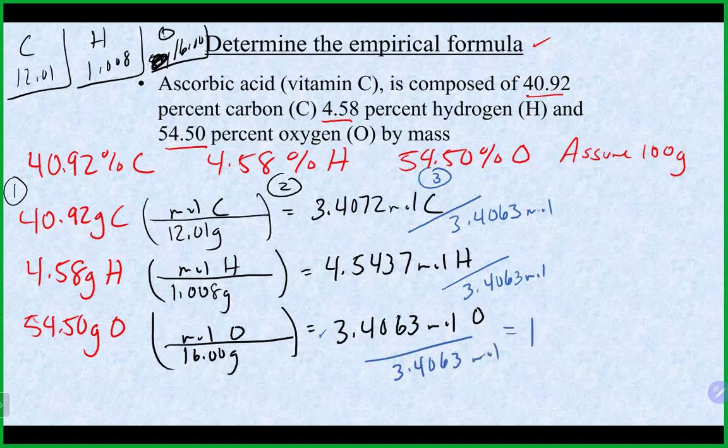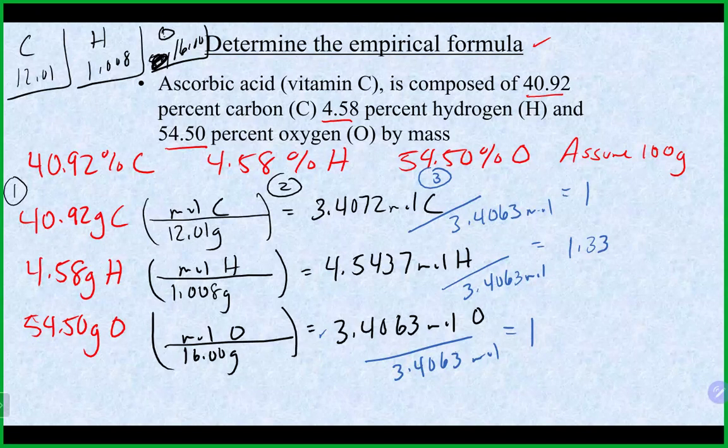Obviously, this is going to give us 1 for oxygen. This will essentially give us 1 for carbon as well. Again, not perfect, but pretty close. We get 1.0002, which is essentially 1. Here, we're going to get 4.5437 divided by 3.4063. That's going to give us 1.33 in this case.